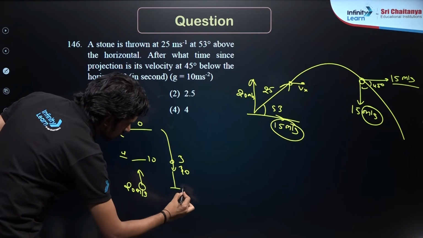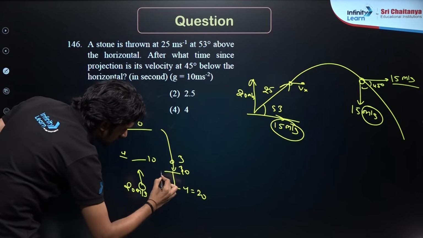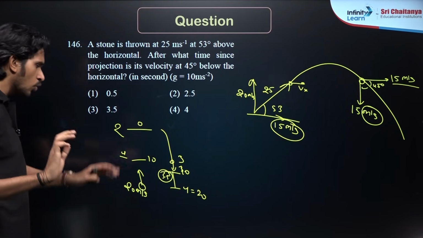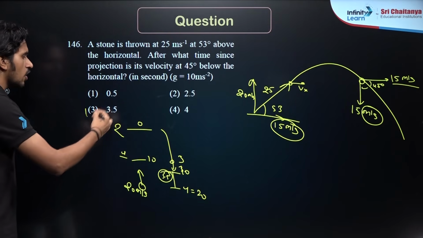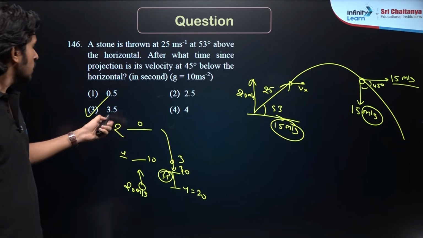After 4 seconds velocity will be 20, but we need 15 at 3.5 seconds. You either apply the formulas or you save your time. It's your choice. So answer would be 3.5 seconds.